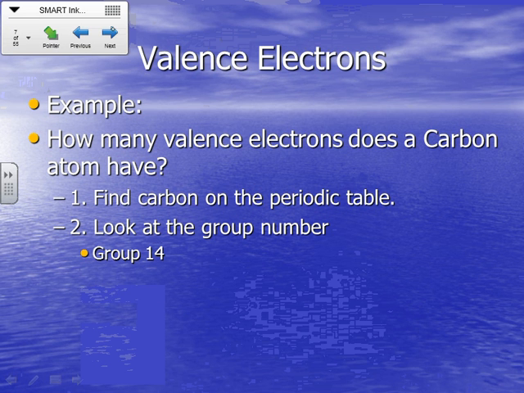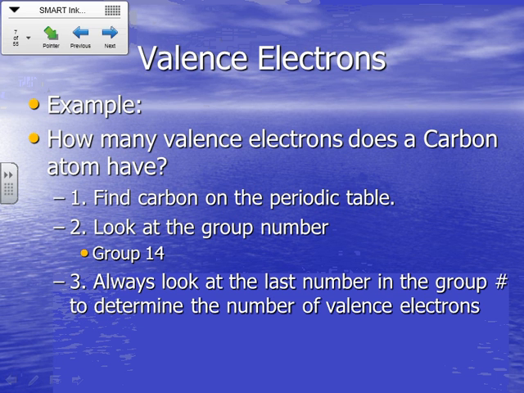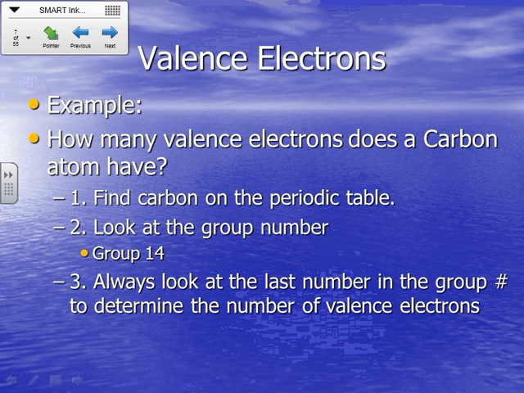And then if you look at the last number in the group number, that will tell you the number of valence electrons. Okay, so group number 14, the last number there is a 4, right? So that tells you there are 4 valence electrons in carbon. Okay? So the group number will always tell you, if you just look at the last number in the group number. Okay, so then the answer is 4 valence electrons.